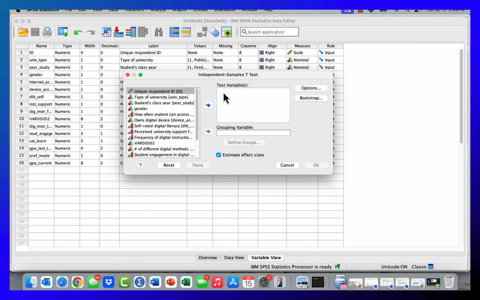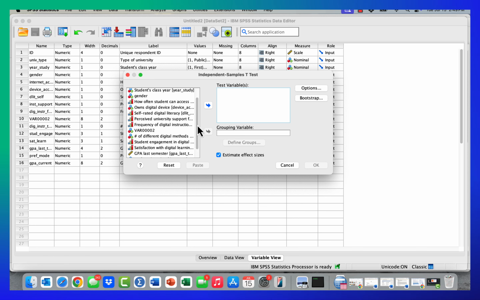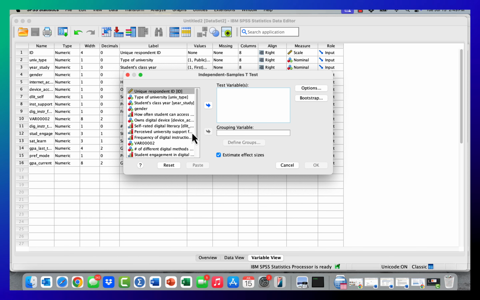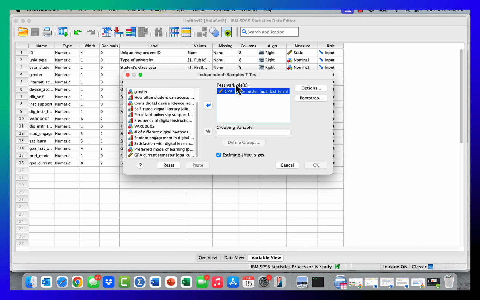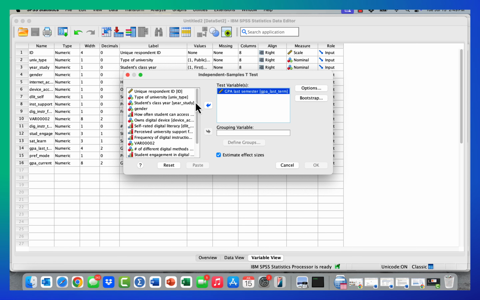So our test variable is basically our dependent variable, or the variable we want to be looking at, our variable of interest, which is GPA. So let's move that over to the test variable section. And then, in this case, we have to tell SPSS that we want to compare males versus females.